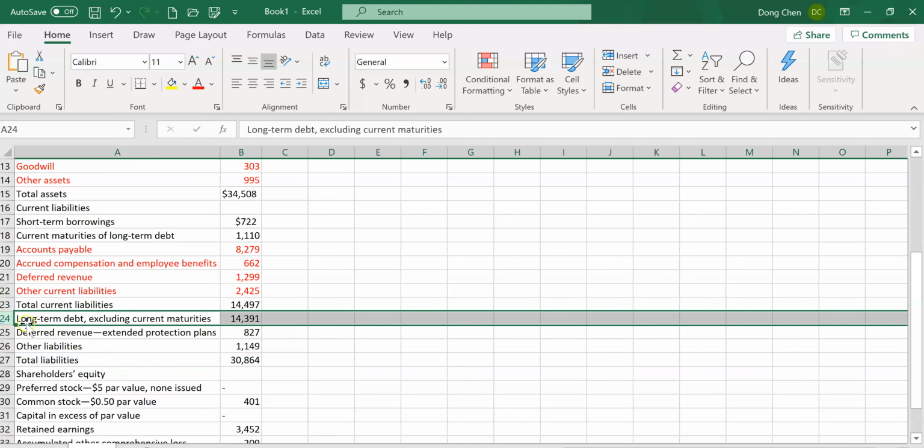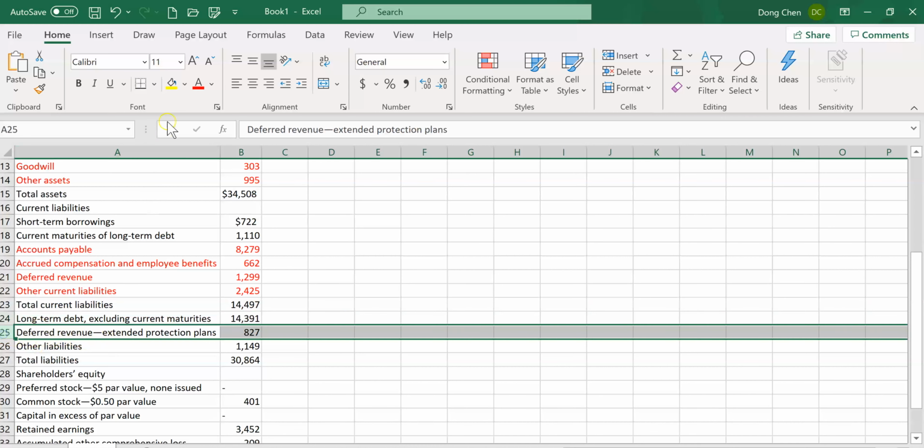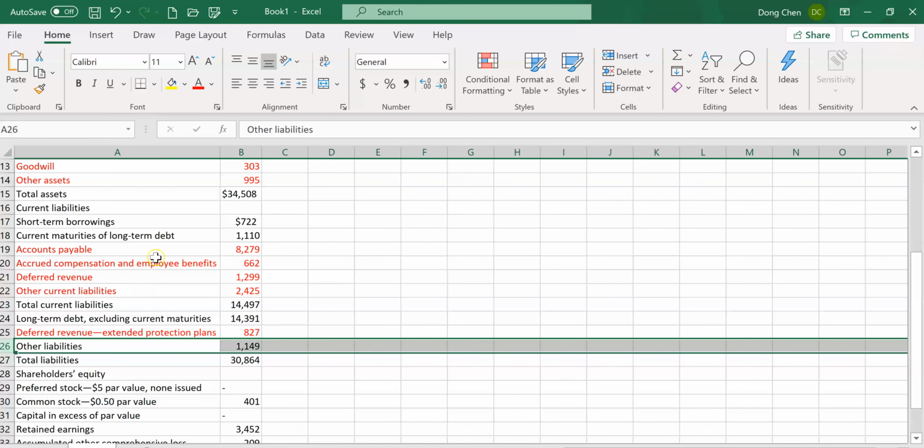And the long-term debt, this is financing related, so we don't put this in the operation side. And deferred revenue, this is also operation related. And other liabilities, we also generally put this into the operation side.